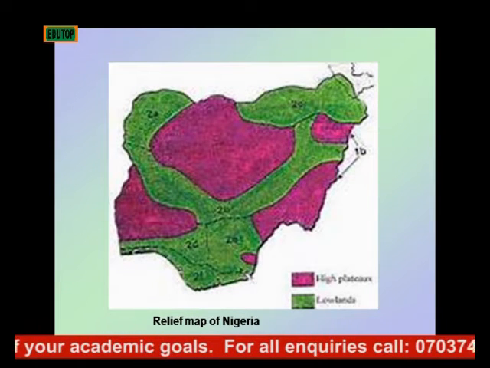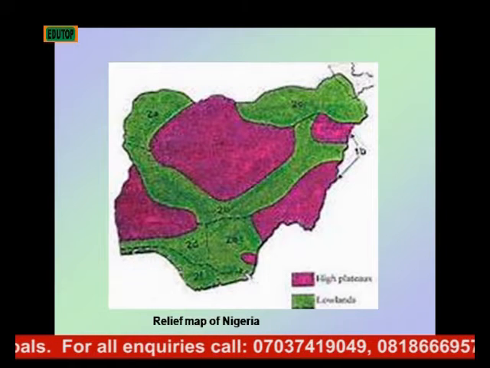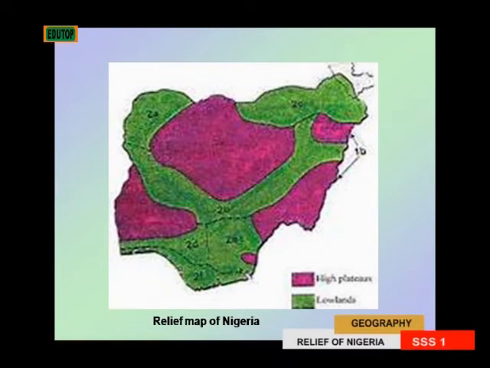In the map, the areas with a green color are the lowland areas, whereas the areas with the purple-like color are the highland areas, which we talked about in the north central, places like Kano, Kaduna, and the likes.